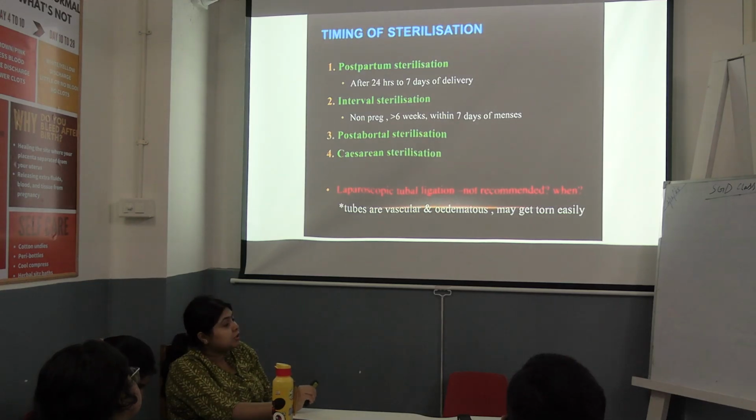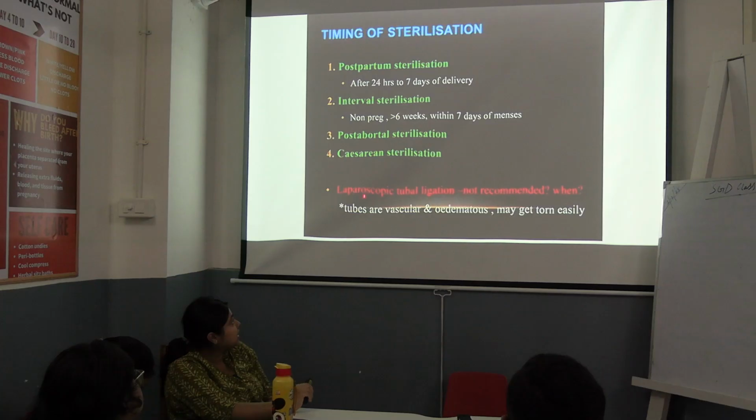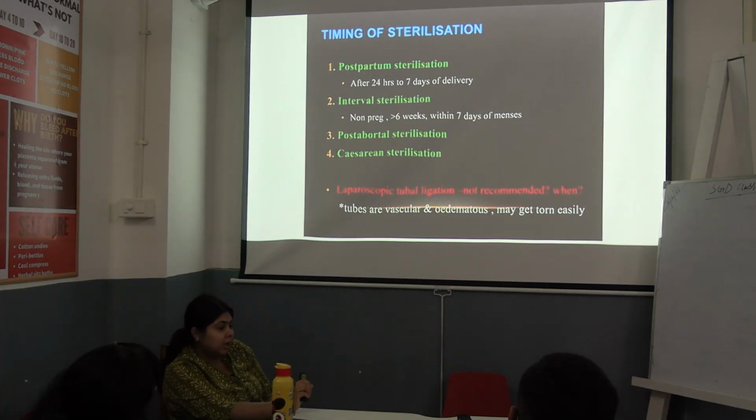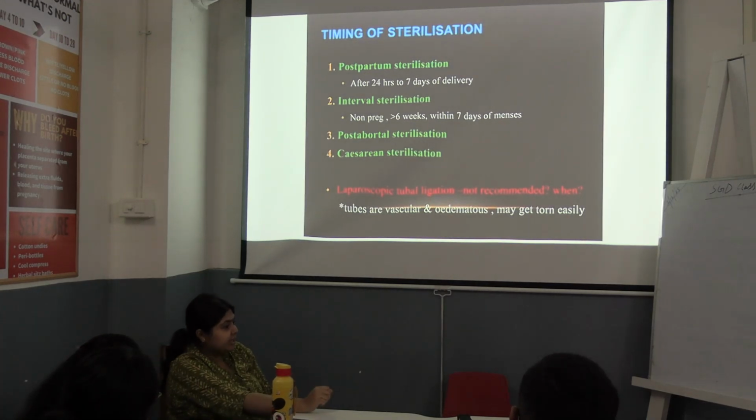And one is cesarean section. During the cesarean section, we do bilateral tubal ligation, that is intracesarean sterilization. And what are the various routes of sterilization? One is you can give an incision on the abdomen and take the 2 tubes and ligate it. This is one method of sterilization.